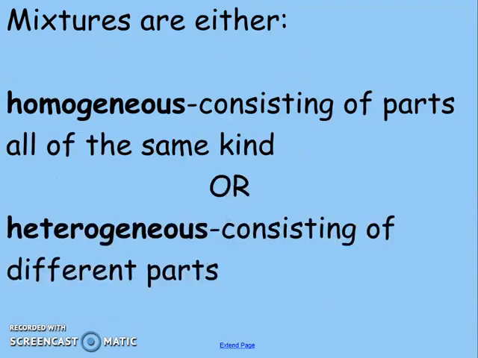So let's hop back to what is the difference between homogeneous and heterogeneous. These terms only apply to mixtures, not compounds. Homogeneous mixtures consist of parts of all the same kind. It's going to look the same in consistency throughout, like Kool-Aid. Heterogeneous, on the other hand, consists of different parts that you'll be able to see, like salad. You can see the different parts that you put in that salad or that mixture.